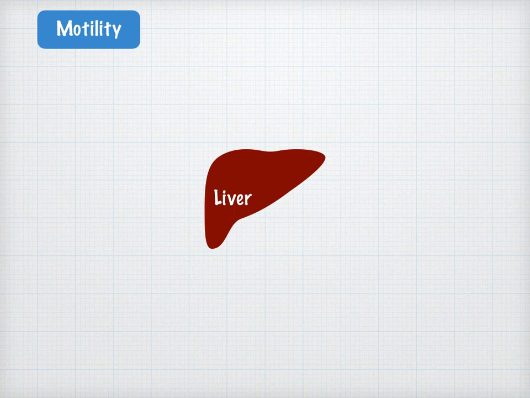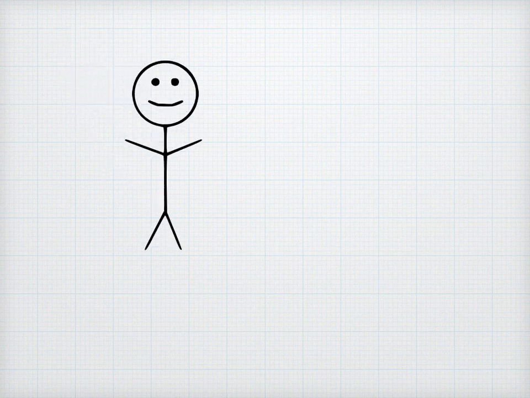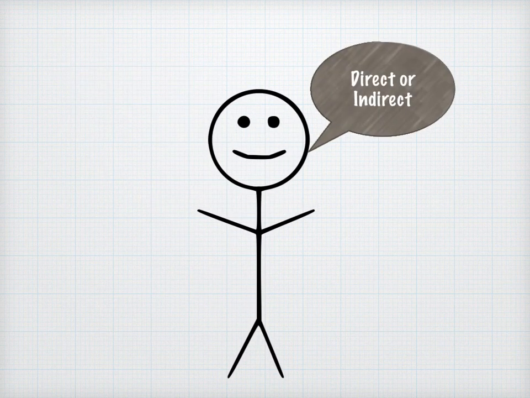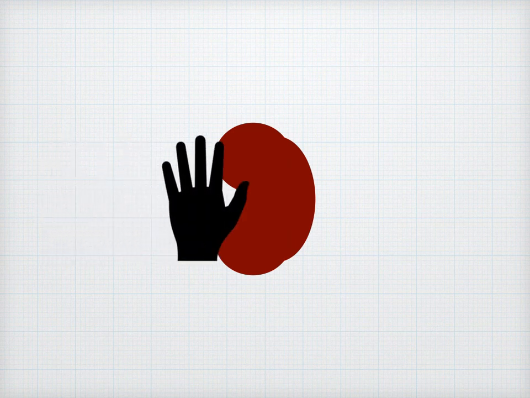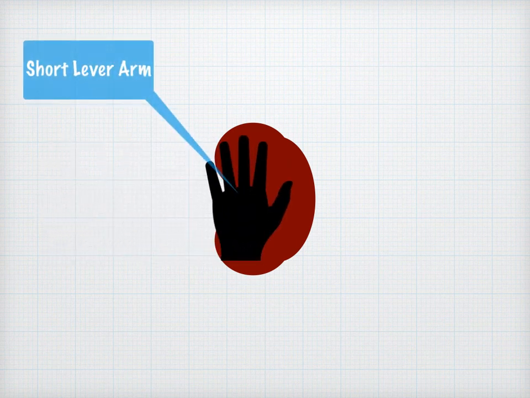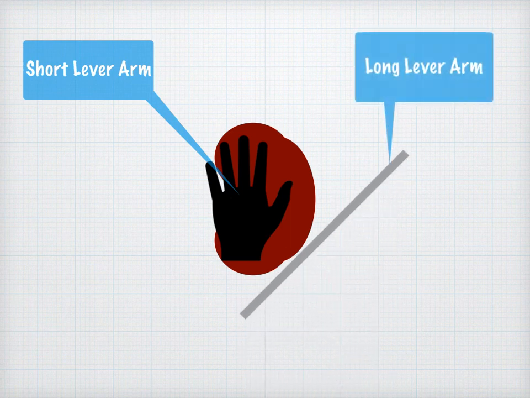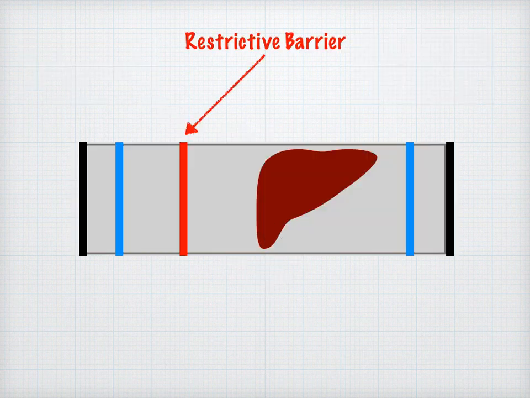Now back to the proposed mechanism of action. Visceral manipulation technique can be provided as a direct or indirect technique. So how does it work? The dysfunctional organ can be directly contacted for treatment, known as a short lever arm, or can be targeted through a body part, known as a long lever arm.